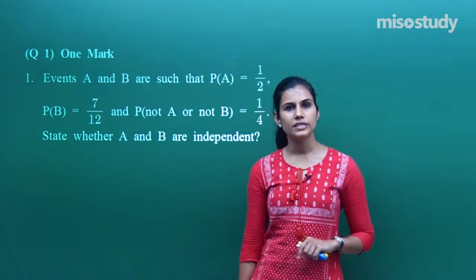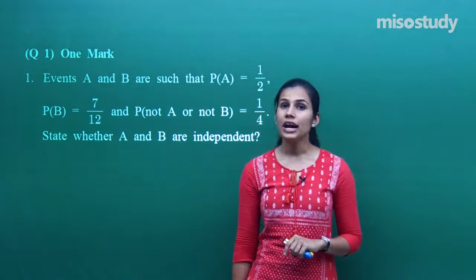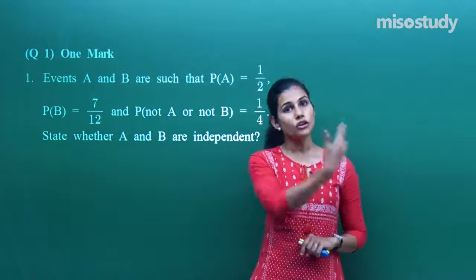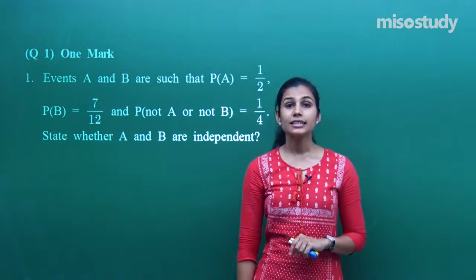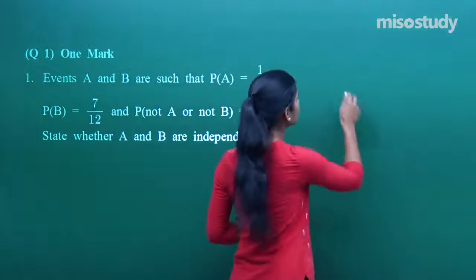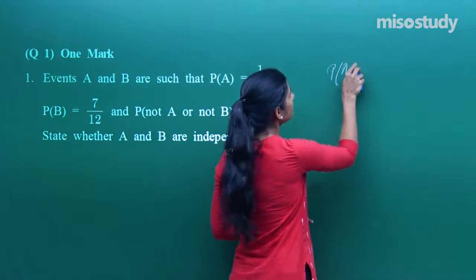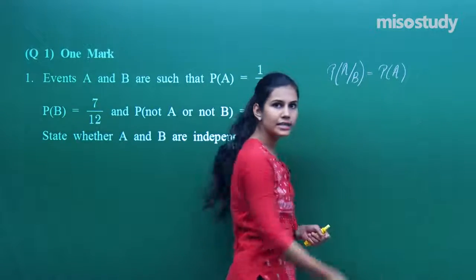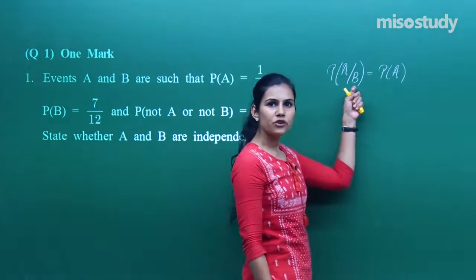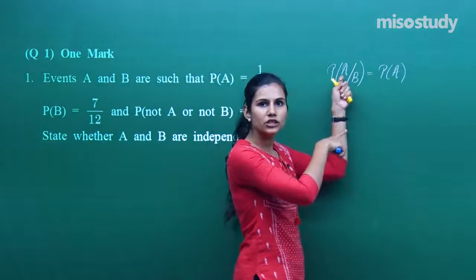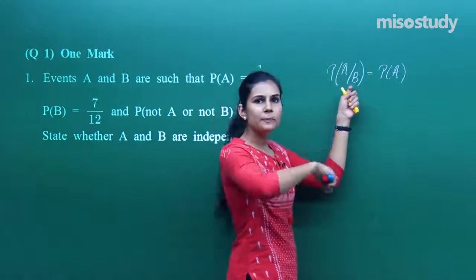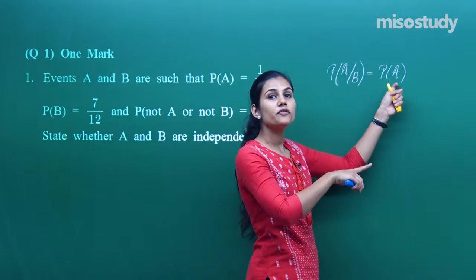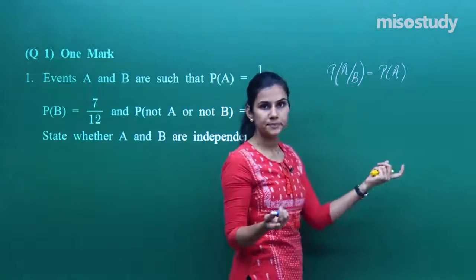When do you say 2 events are independent? When occurrence or happening of one event does not affect the probability of occurrence or non-occurrence of the other event. In that situation, suppose A and B are 2 events, probability of A when B has already happened is equal to probability of A itself, because happening or not happening of B is not affecting the probability of happening of A. So whether B has happened or not, probability of A remains the same.